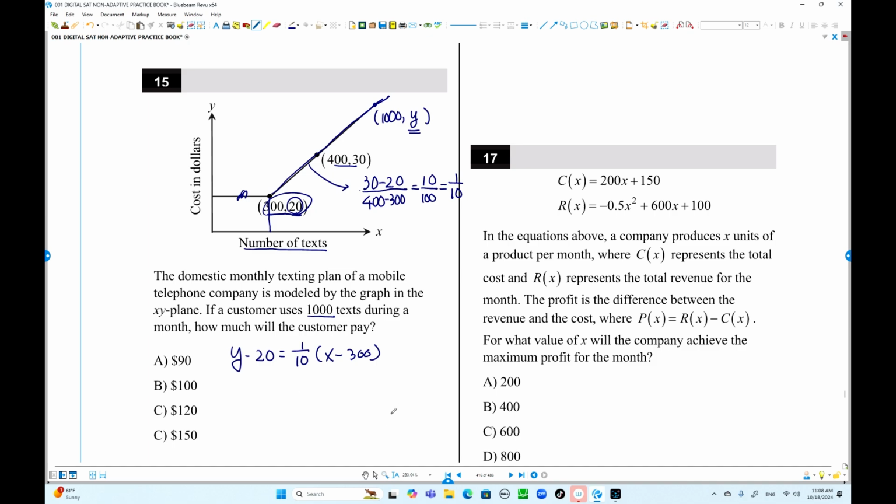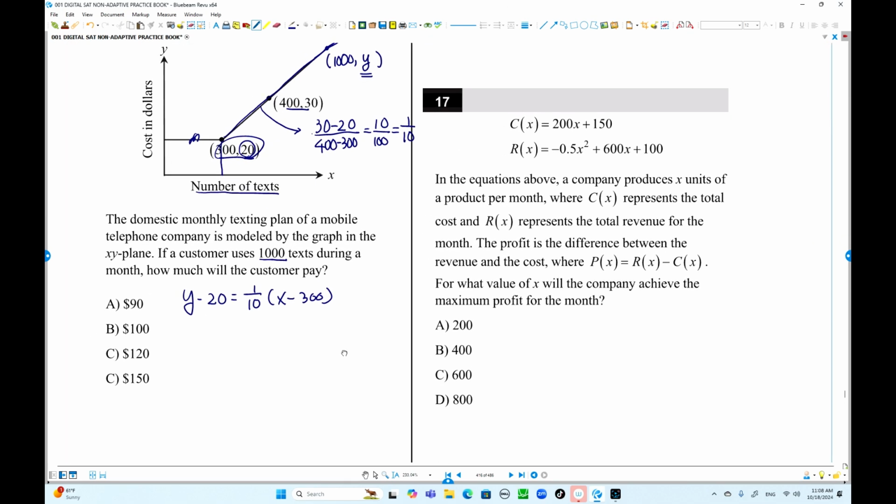So when x is 1000, what is the value of y? That's the question. y minus 20 equals 1 over 10, when x is 1000. 1000 minus 300 is 700, right? 700 over 10 is 70. So y minus 20 equals 70, y is 90, okay? Yeah, the cost for 1000 texts will be $90.